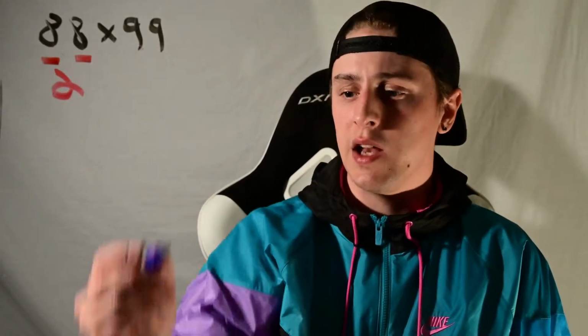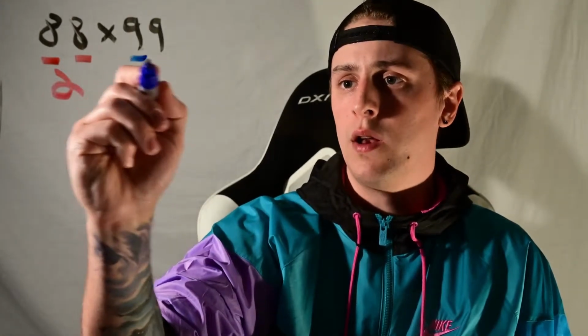The first rule is that all non-zero numbers are significant. So in our equation here, we have 88 times 99. So 8 and 8 are both non-zero numbers, meaning we have two significant figures. And then with 99, we also have two significant figures. Now when you times this out, what you're going to get is 8,712.